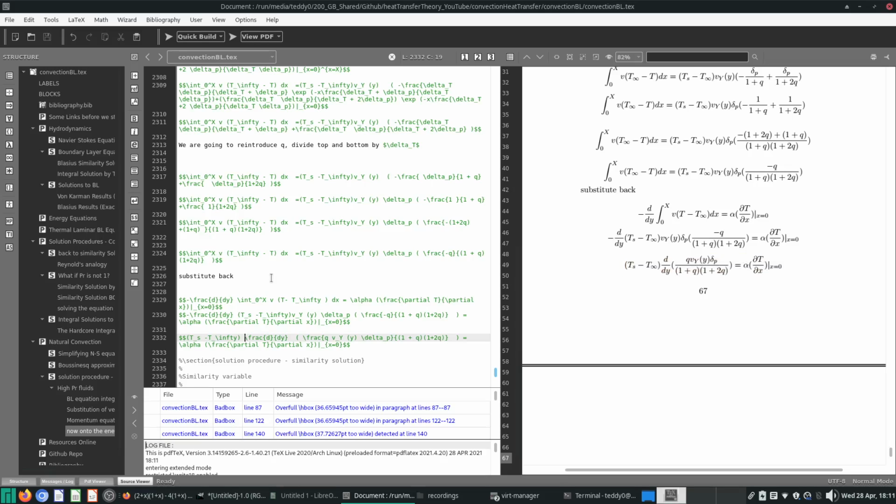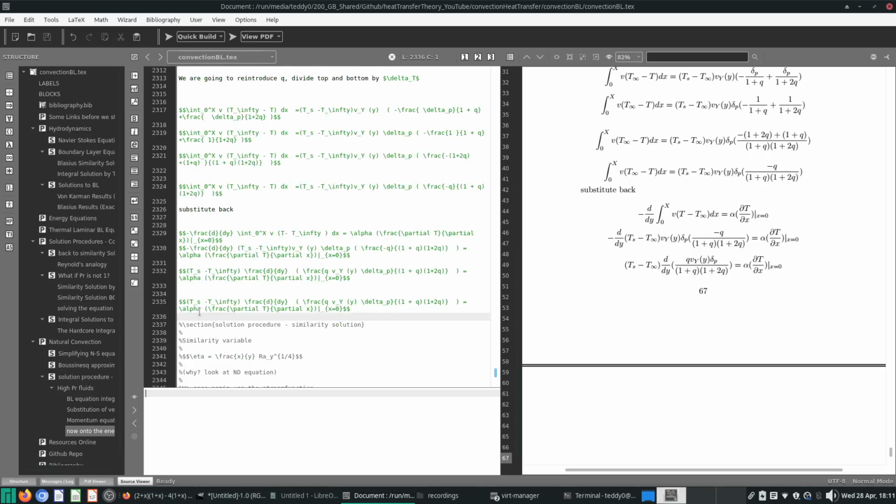Now I'm just going to divide both sides by Ts minus T infinity, and this dT here will become d theta.